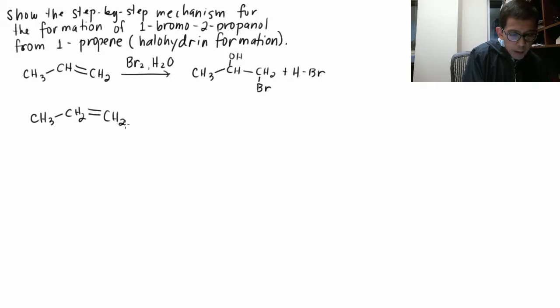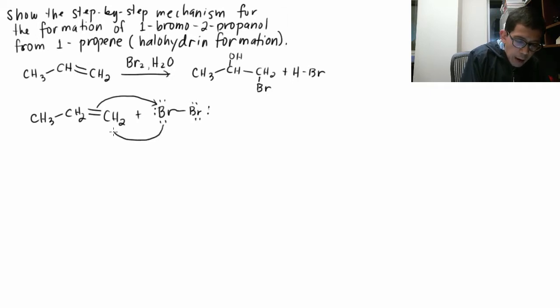CH2, and 1-propene reacts with molecular bromine. Three lone pairs of electrons on each Br. So this bond attacks the Br, and while it's attacking, one of the lone pairs of the Br that's being attacked grabs that terminal carbon, and at the same time, the bond between the two Brs goes to the second Br as a fourth lone pair.